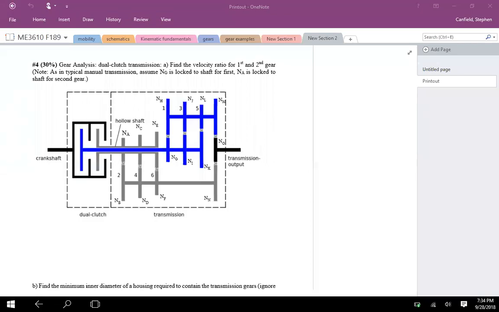In this recording, we're going to work this example number 4. It tells us it's a gear train analysis for this dual clutch transmission. I'm going to find the velocity ratio for first and second gear. And for first gear, NG is locked to the shaft here.